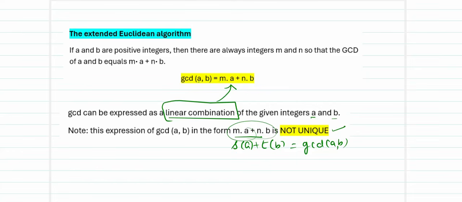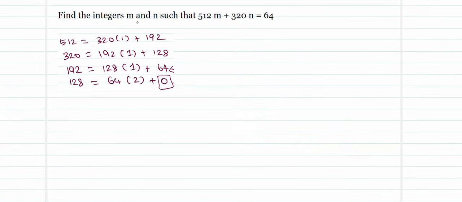Now we will quickly move on to see how we can apply this extended Euclid's algorithm, that is, expressing the GCD as a linear combination of the quantities, using a problem. Find the integers m and n. Our target is to find m and n such that 512 times m plus 320 times n is equal to 64.